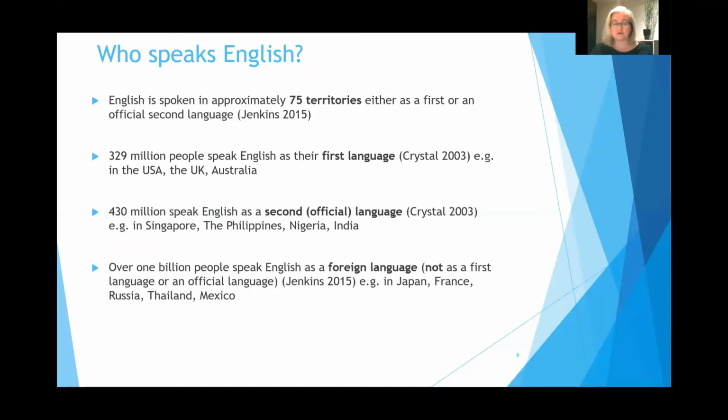And then we get to the third group of people that speak English. According to estimates, there are over 1 billion people who speak English as a foreign language. In other words, they're not speaking English as their first language, they're not speaking English as an official language, but they've learned English either at school or on the internet or in other ways. For example, there are many foreign language speakers of English in Japan, France, Russia, Thailand, and Mexico, to name just a few.